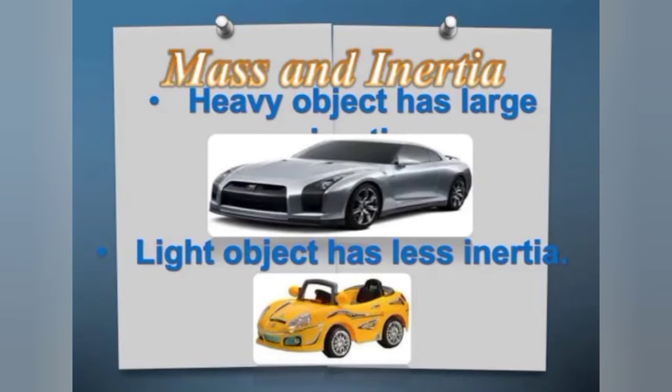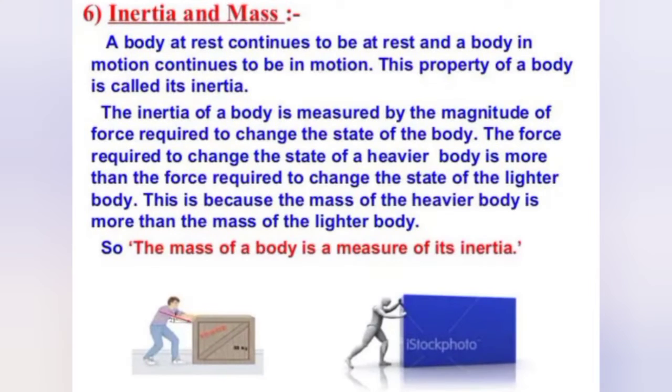So we can say that a heavy object has large inertia and a light object has less inertia. So now we know that a heavy object will have more inertia, and a light object has less inertia. So inertia of an object is measured by its mass. Now we will study in detail about inertia and mass.